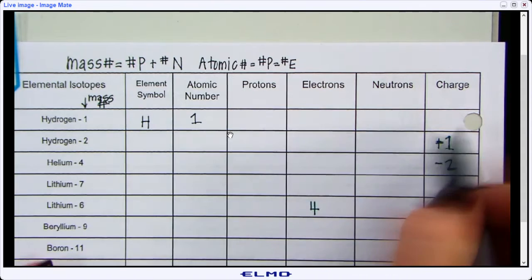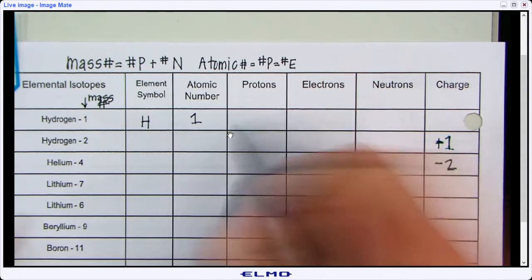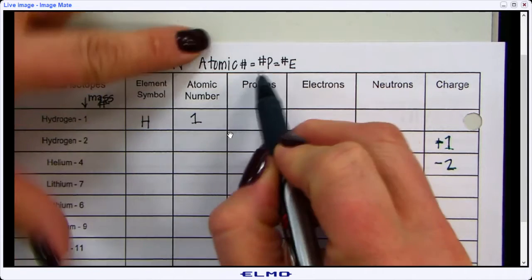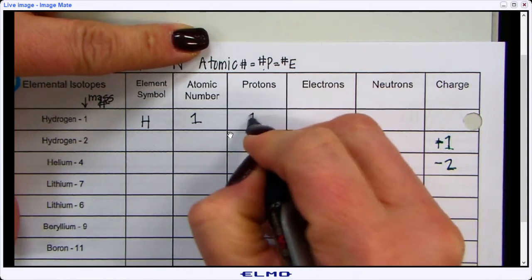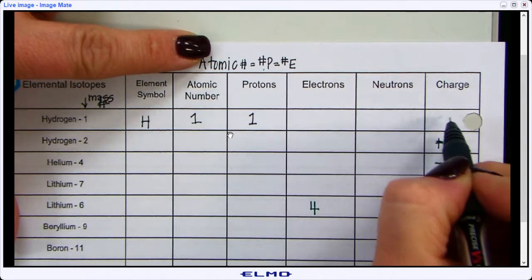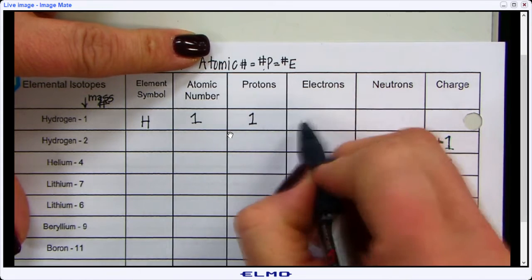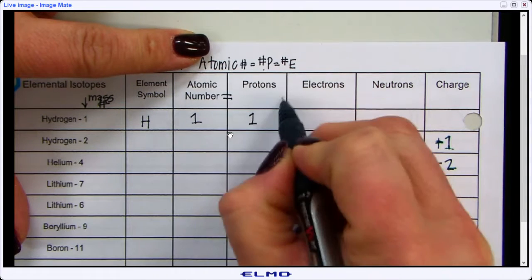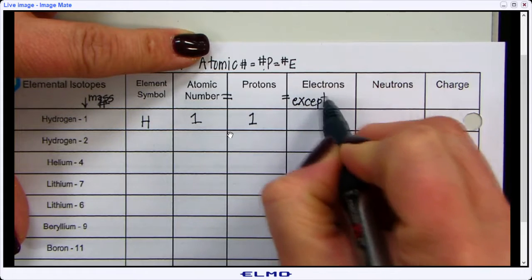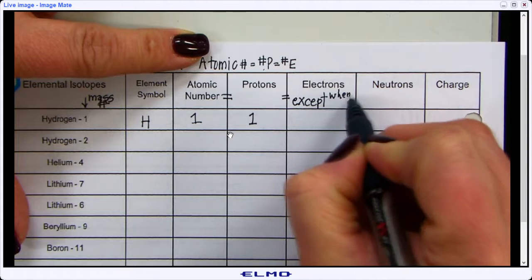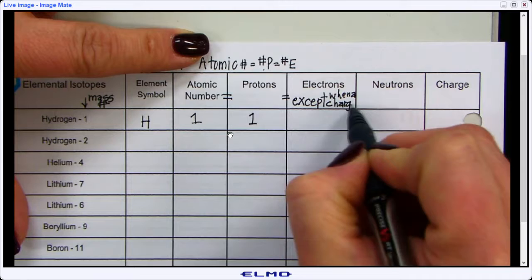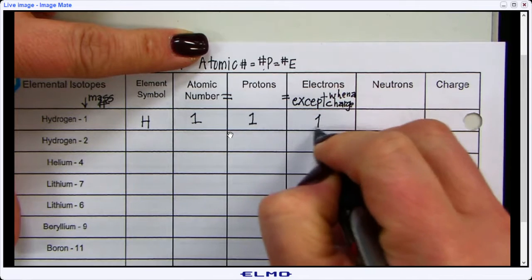To figure out protons, now we don't have a charge, so we're good, so we need to look at other things instead. Protons then is equal to, up here, the atomic number. So in this case, it's 1. And then we don't have a charge, so our electrons stay the same. So electrons are also equal to here. And then I'm going to write except when there's a charge. So then this makes it 1.